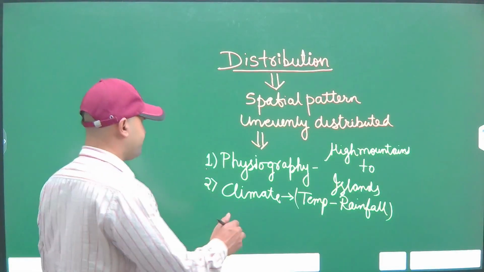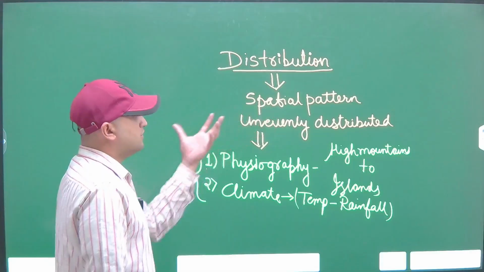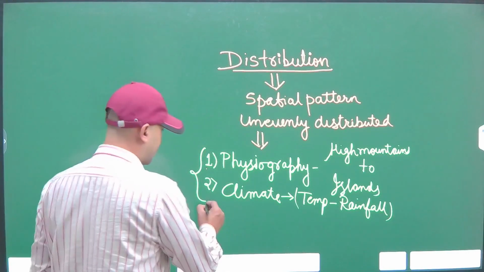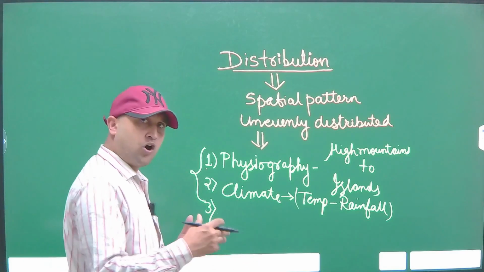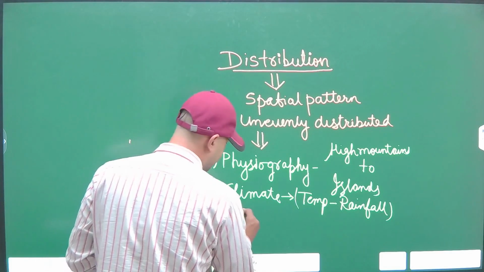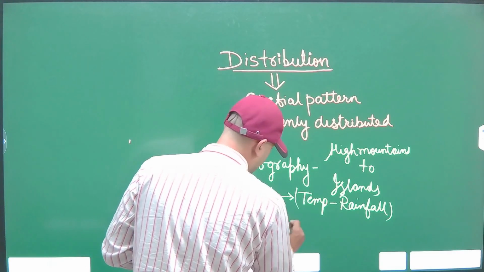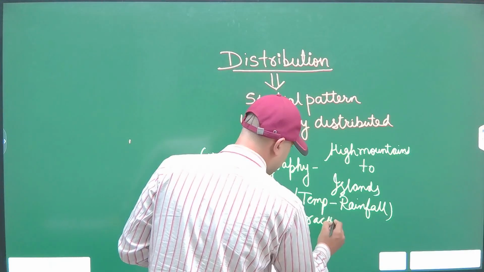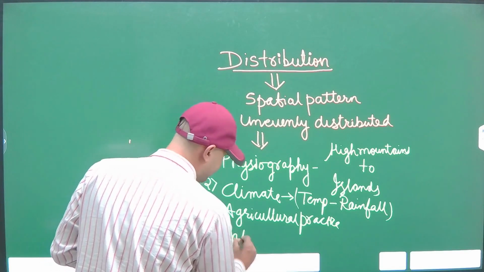So distribution is affected by the physiography, distribution is affected by the climate, and distribution can also be understood by agricultural practices. And fourth is infrastructure.